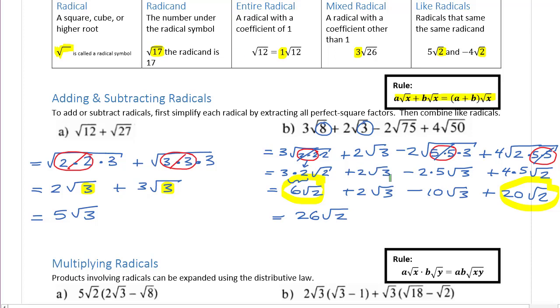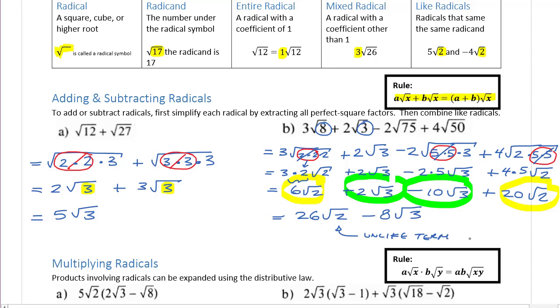And then look at our root 3's. We have 2 root 3 minus 10 root 3, so 2 minus 10 is negative 8 root 3. Now we can't simplify this anymore because these are unlike radicals, just like unlike terms. It's the same idea. Oops, I'm writing terms, but that's true too, or radicals. All right, so that's as simplified as that one can get.